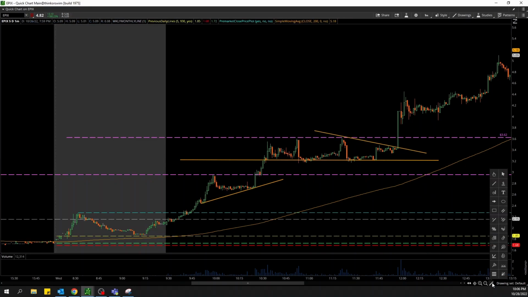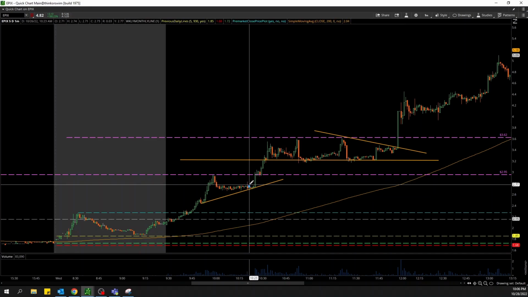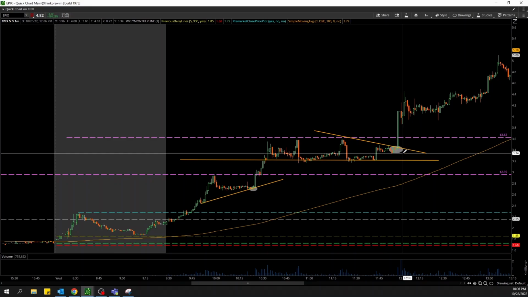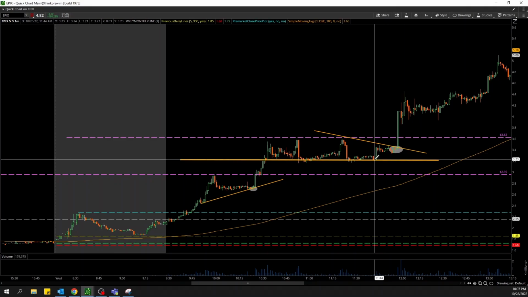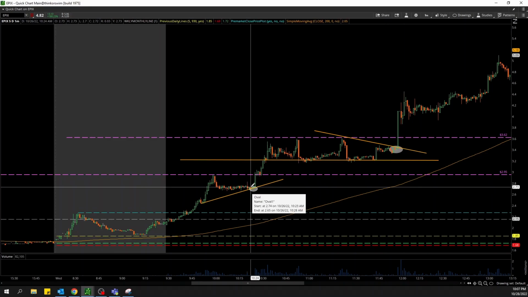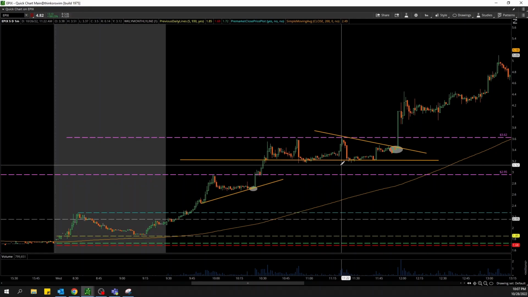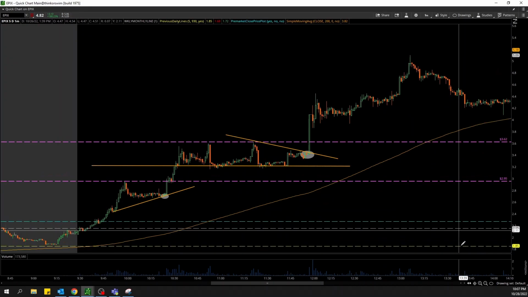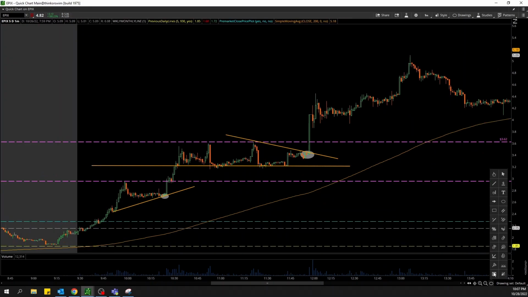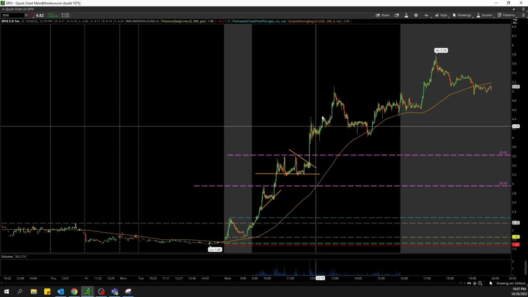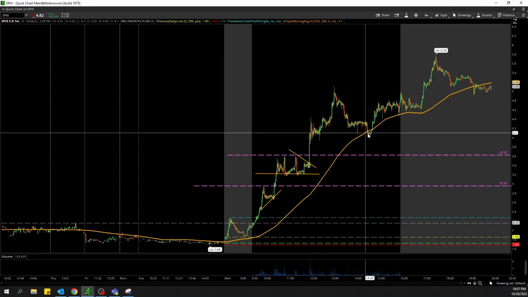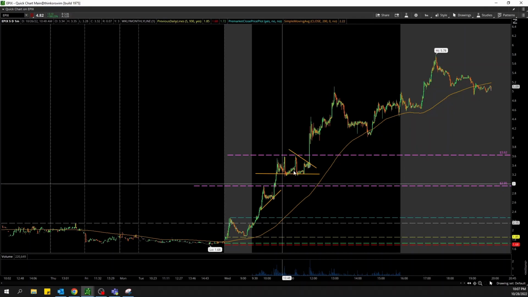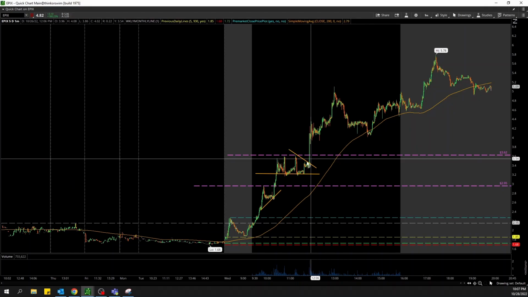Your first entry could have been here, and then your second entry would have been about right there, risking to here. I like this entry better just because it's more of a pullback entry. This was a nice little breakout above 6362, and then pretty much from there it was off to the races. It did give you a little bit of a trap here, but I probably wouldn't have played it here. So this was just your two areas of interest on EPIX.